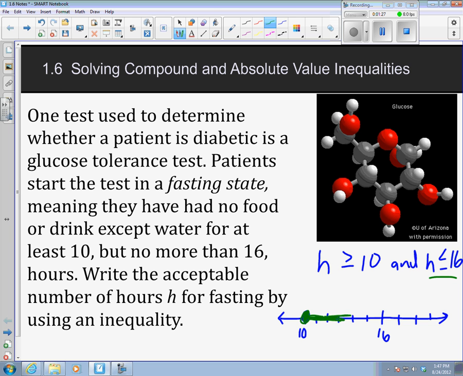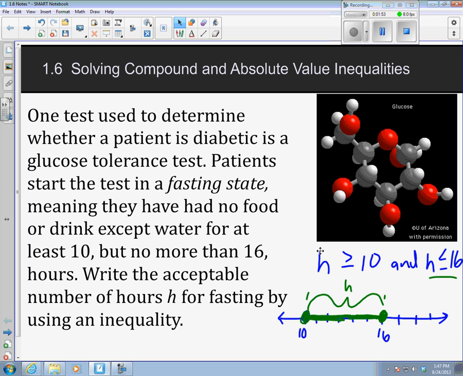It also says, though, that H is less than or equal to 16. So both of these inequalities have to be true. Here's less than or equal to 16, and it kind of merges into this other one. So basically, you can have fasted anywhere between 10 hours and 16 hours. Here's your reasonable number that you could have for H.